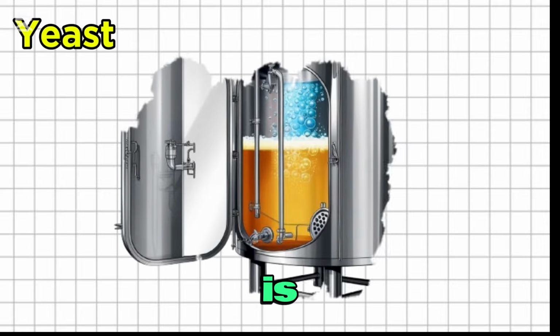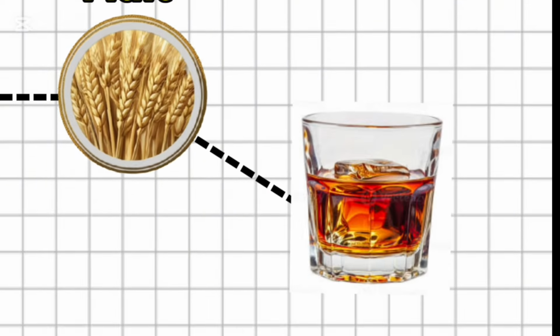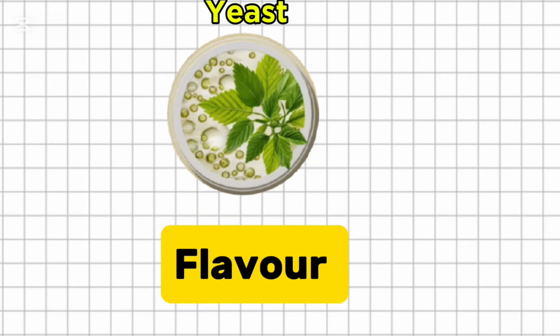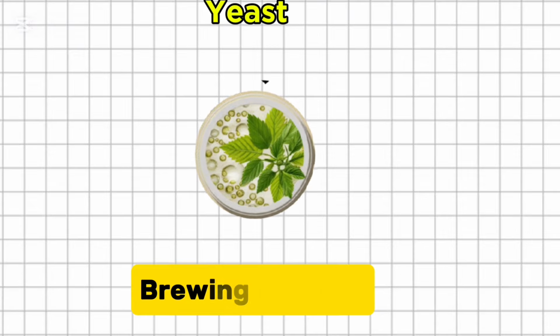Yeast. Yeast is responsible for fermentation. It consumes the sugars from the malt and produces alcohol and carbon dioxide. The type of yeast used also affects the beer's flavor, making it a key element in the brewing process.